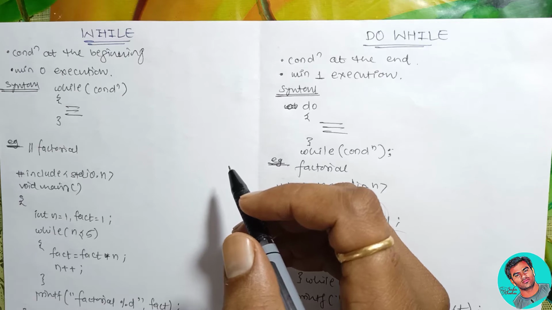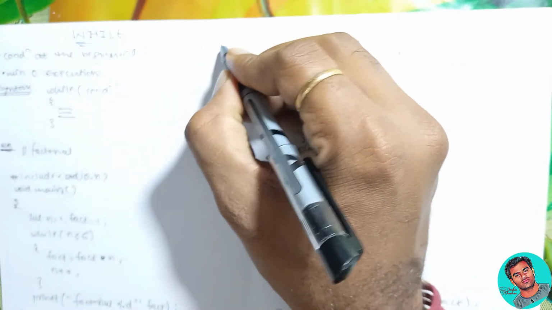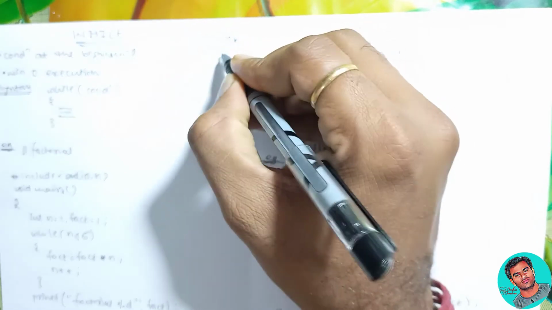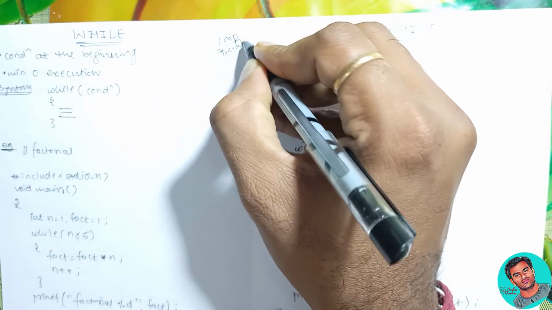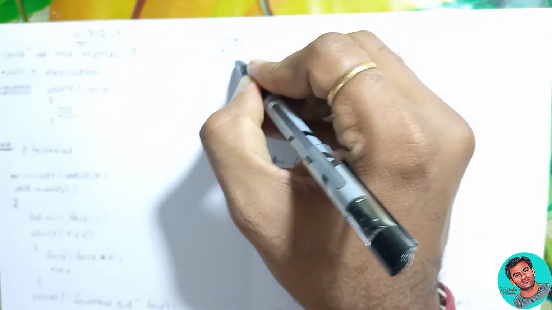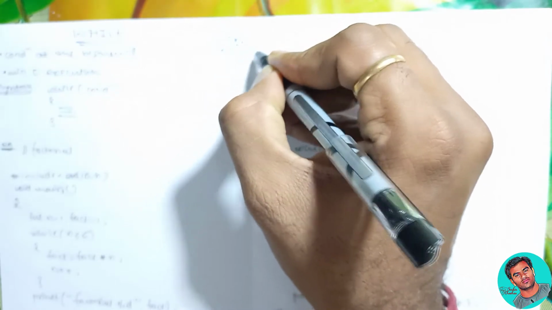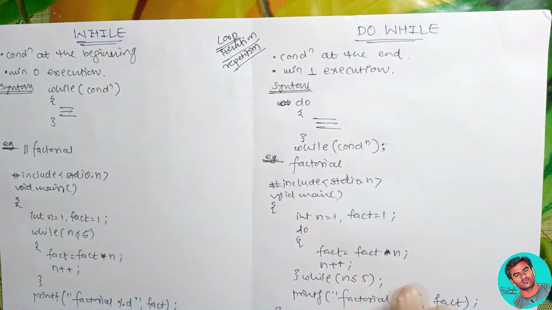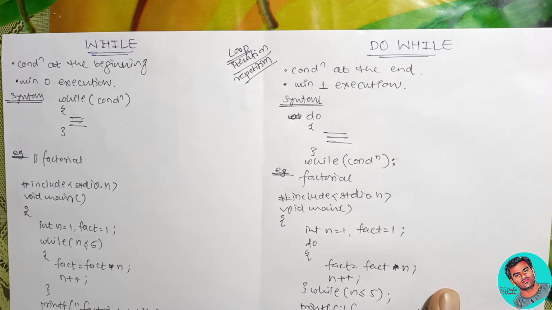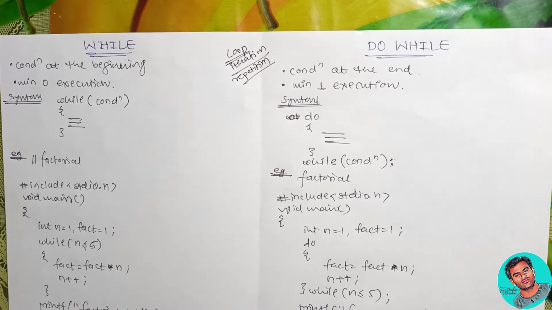So in this lecture we are going to discuss loop statements, also called iteration statements or repetition statements. There are basically three of them: while, do while, and for. In this lecture we are going to compare and understand the while loop and the do while loop at the same time.